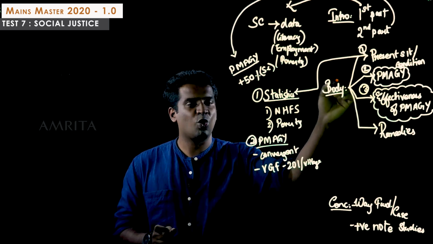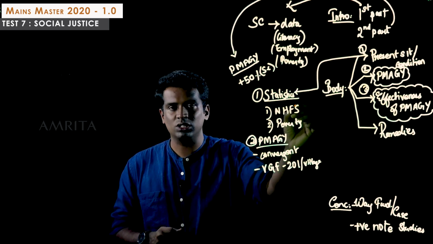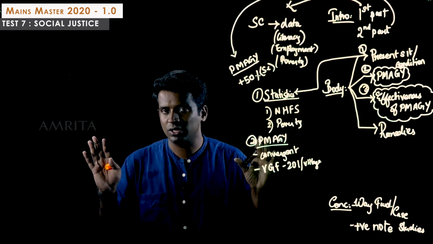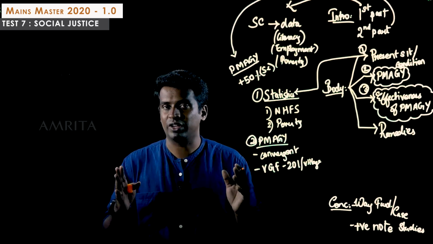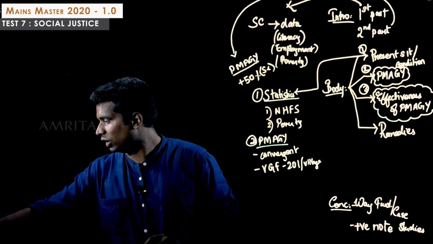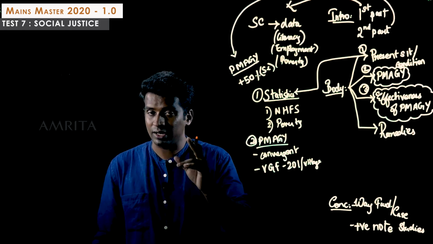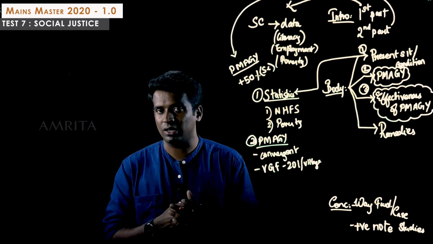So this is the core body of the question. You gave the intro, you gave the present situation with a statistic, and you talked about what is Pradhan Mantri Adarsh Gram Yojana. Now you are coming to its effectiveness part. Like, is it really effective? Is this stuff happening? So when you come to that, you need to put in some data about Pradhan Mantri Adarsh Gram Yojana. You need to understand the scheme. You need to put up some data with regards to it.